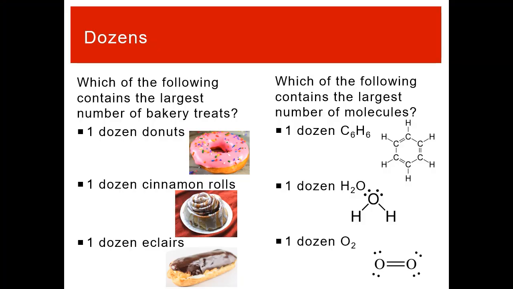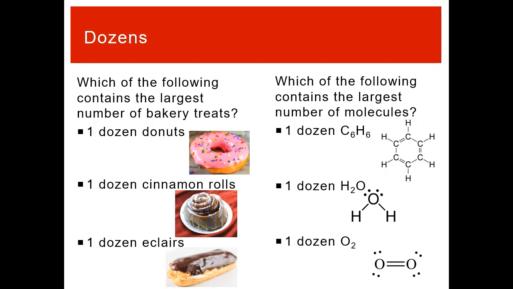While we're used to using these counting units to describe things, namely food, we also want to start thinking about how we can apply them to chemistry. And so, if we think about some questions, which of the following contains the largest number of bakery treats? 1 dozen donuts, 1 dozen cinnamon rolls, and 1 dozen eclairs. Got some nice, tempting visual aids for us there.